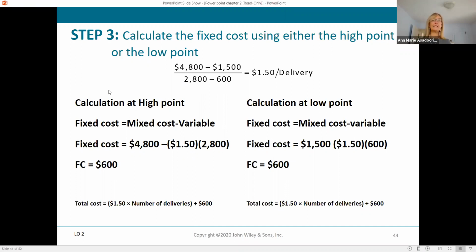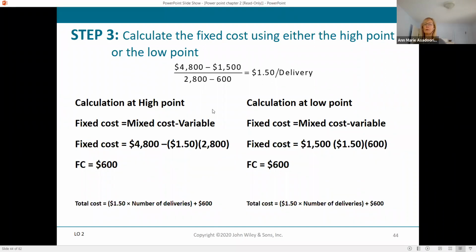So let me show you how I'm calculating this. I know my mixed cost, which is my delivery cost, has both a fixed and a variable portion. So what I've just calculated is the variable cost per unit. That's going to allow me to take that mixed cost and back out my total variable, and then I should be left with fixed, right? Mixed has both fixed and variable. So here's my mixed cost, that delivery cost at the highest level of activity, 4,800. If I back out my total variable, I'm left with fixed.